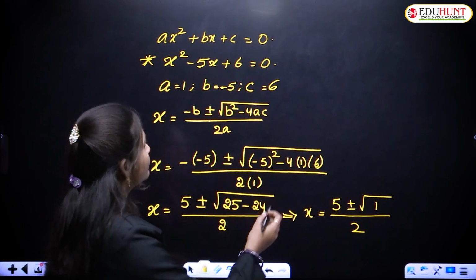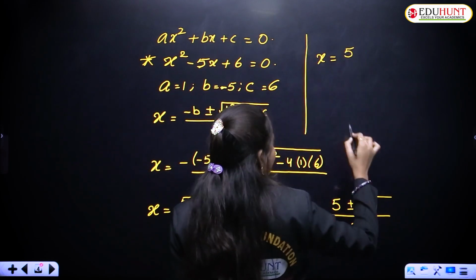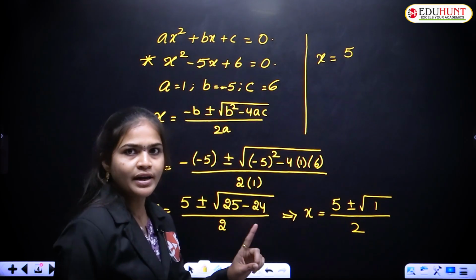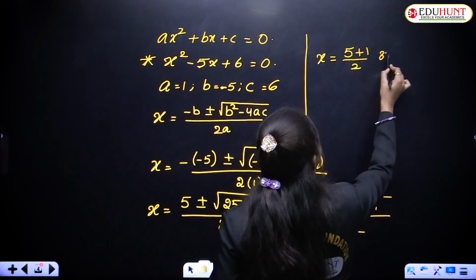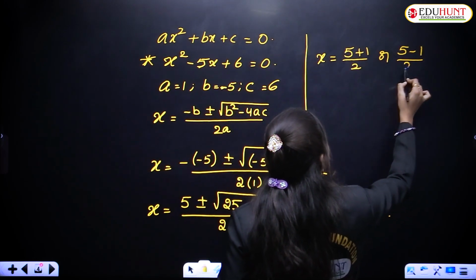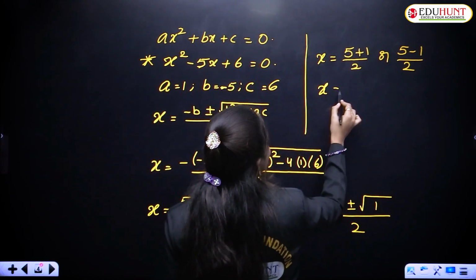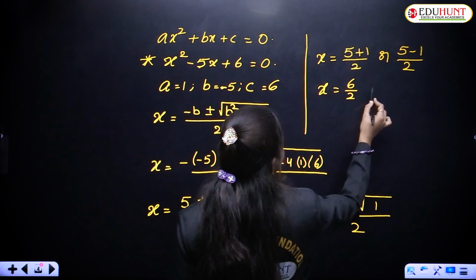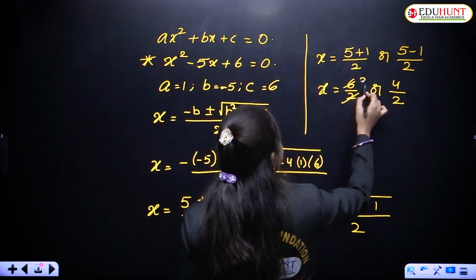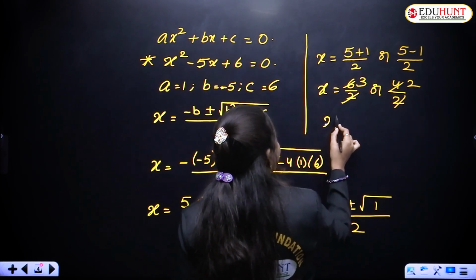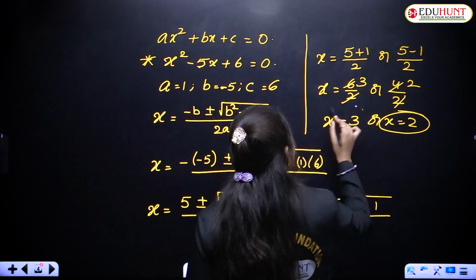So here we have x is equal to 5 plus or minus square root of 1 by 2. Now x is equal to 5 plus or minus square root of 1, which is nothing but 1 only. So once we have to add, 1 by 2, or 5 minus 1 by 2. That is the meaning. So x is equal to 5 plus 1 is 6 by 2, or 5 minus 1 is 4 by 2. So 2 3s are 6, 2 2s are 4. So finally x is equal to 3 or x is equal to 2.